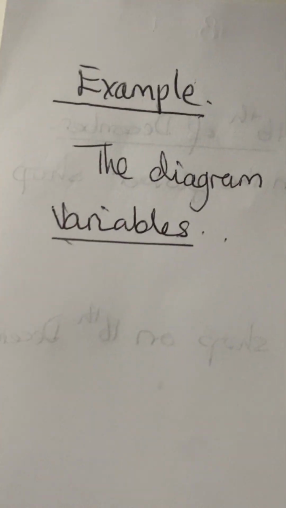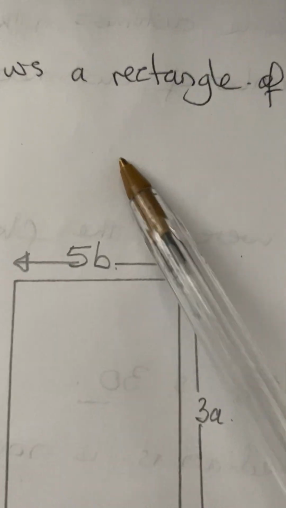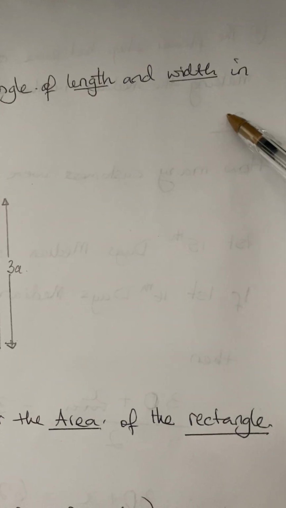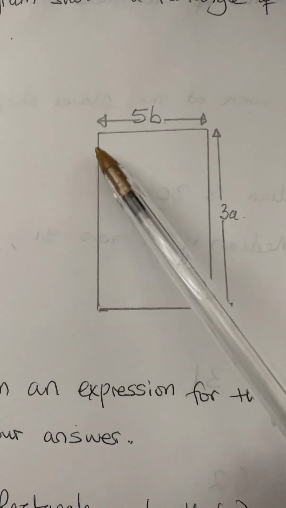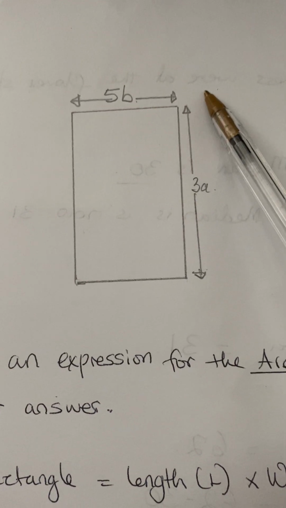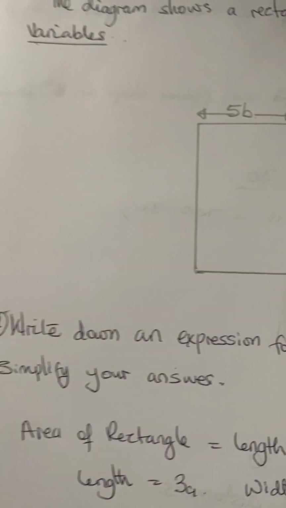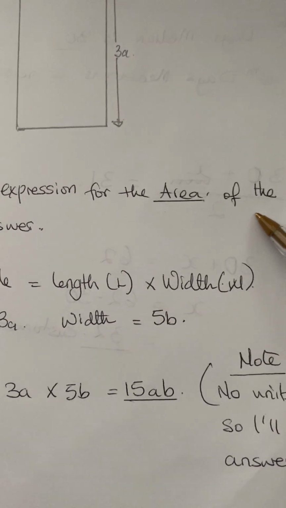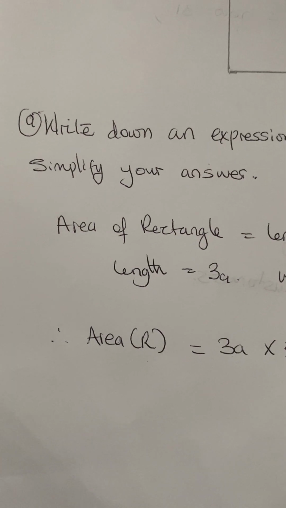Now let's look at another question. The diagram below shows a rectangle with the length and width in variables. So this is the width, 5b, and that is the length, 3a. Write down an expression for the area of the rectangle and simplify your answer.